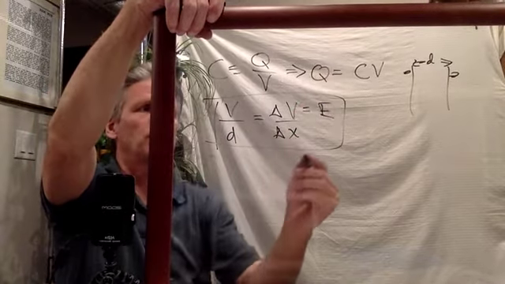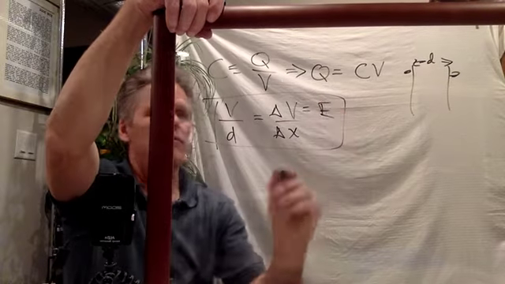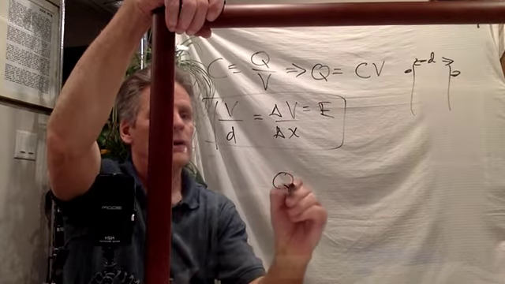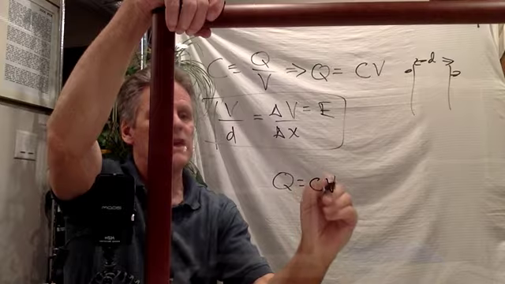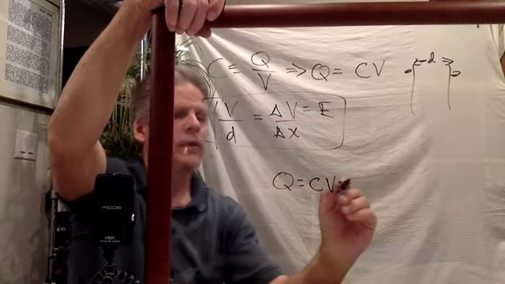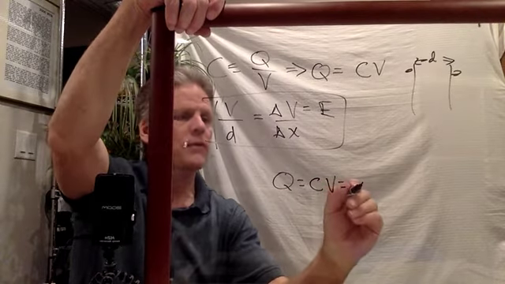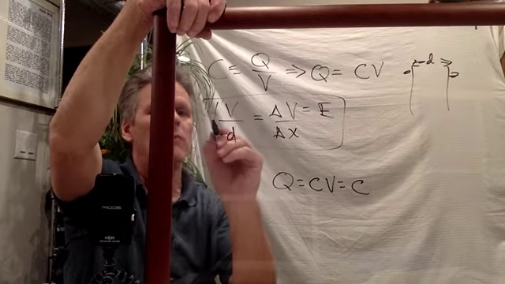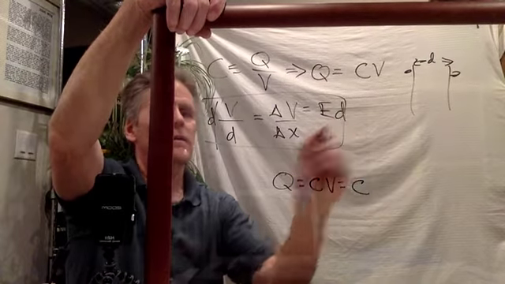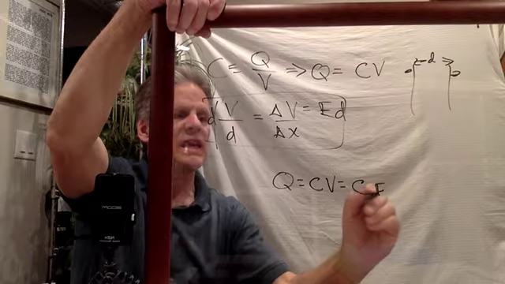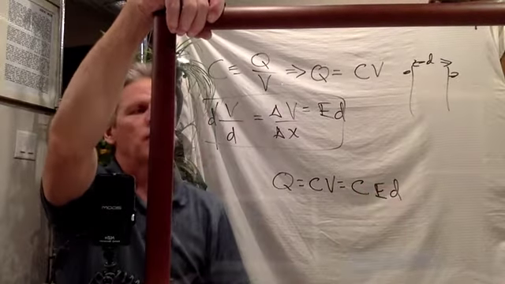So let's just put these two things together. We have Q equals CV, and I'm going to multiply both sides of this by D, so C E times D. Well, what's the only other thing we're told?